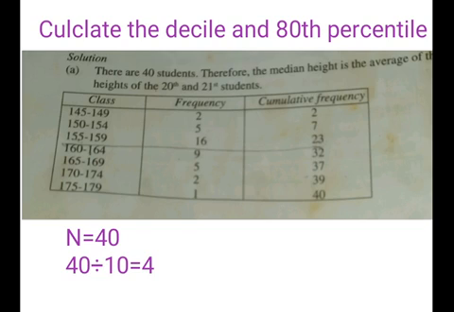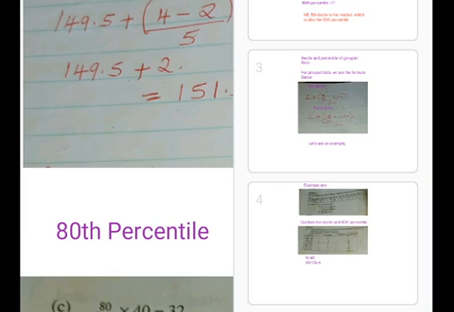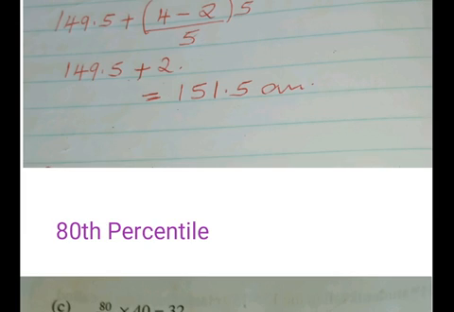So let's look at decile. To calculate decile, we are using the formula: lower class limit plus n over 10 minus cumulative frequency above, over frequency within, multiplied by the class interval. So the total number of students, the value of n, is 40. 40 divided by 10 is 4. So our class that we are going to use is 150 to 154.